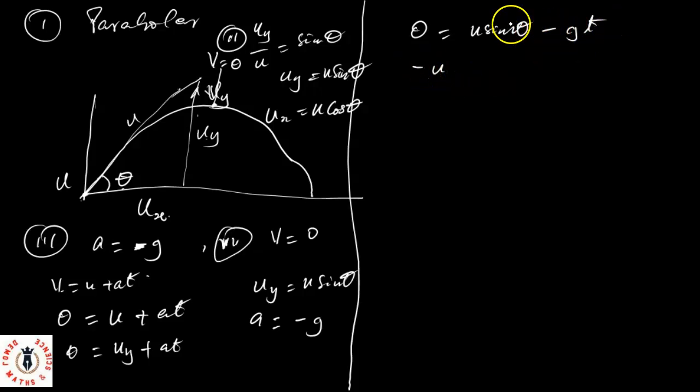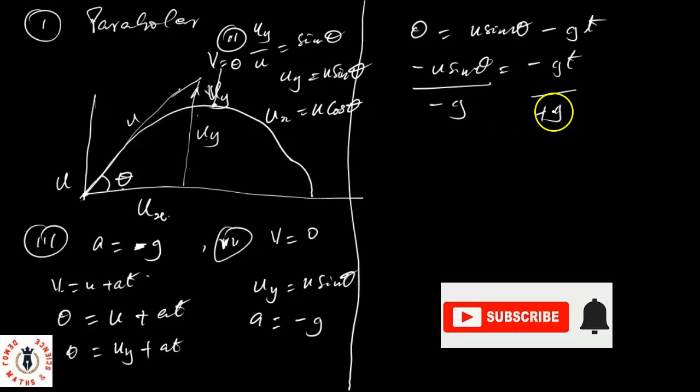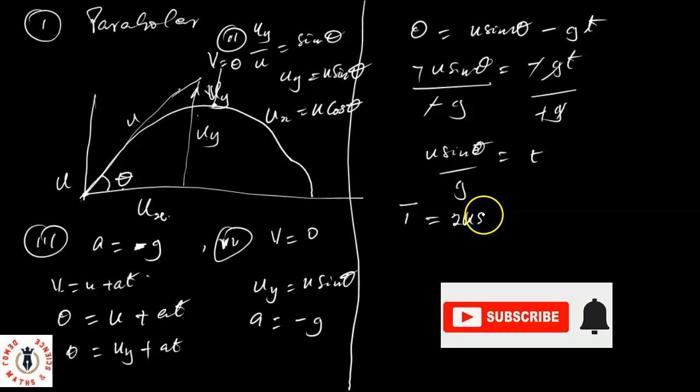Transferring u sine theta to the other side, it becomes minus u sine theta is equal to minus gt. If you divide both sides by minus g, u sine theta over g is the same thing as t. Now this t is the time to reach this maximum height. But when I'm thinking of the time to complete the whole journey, it becomes times 2. So that my capital T will be equal to 2u sine theta over g. That's the total time taken to complete the journey.